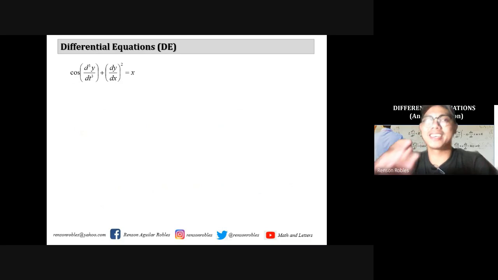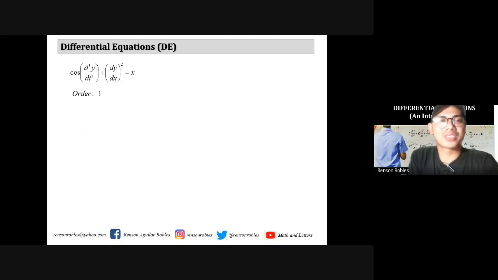And that is of order 1. Why is it order 1? Sir, you have here the third derivative of y with respect to t, and this is just the first derivative of y with respect to x. And when you look at it, the third derivative of y with respect to t is found as a parameter of cosine, and that cannot be used as the order of a differential equation. So that's why we have to consider dy dx as the highest order of this differential equation. So that's why the order is equal to 1.